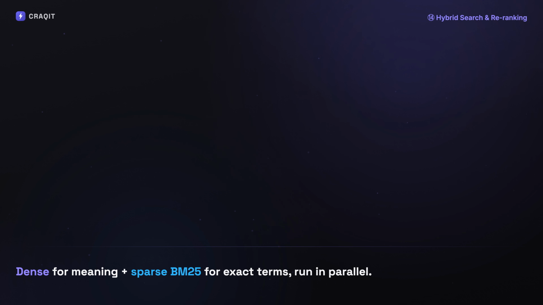Here's the refinement that separates a demo from a production retrieval system, and it ties this whole video back to RAG. Pure vector search is fantastic at meaning: comfortable running shoes matches cushioned sneakers, even with no shared words. But it's oddly bad at exact matches: precise product codes, rare proper nouns, an exact error string. It might rank a semantically similar but wrong result above the document containing the literal code you searched for. The fix is hybrid search.